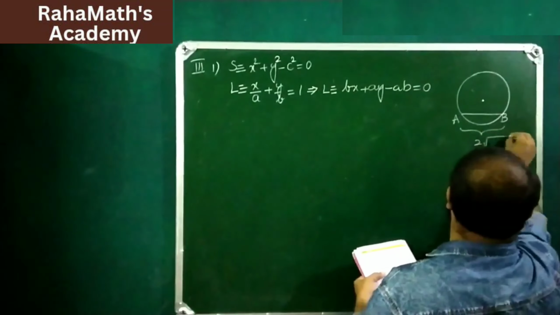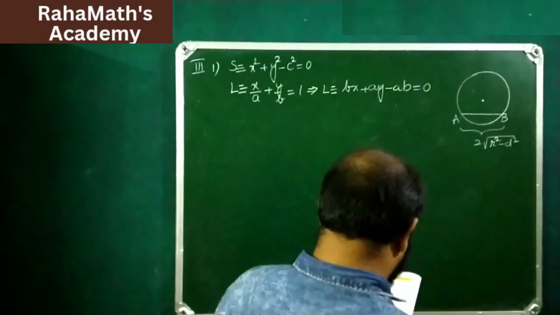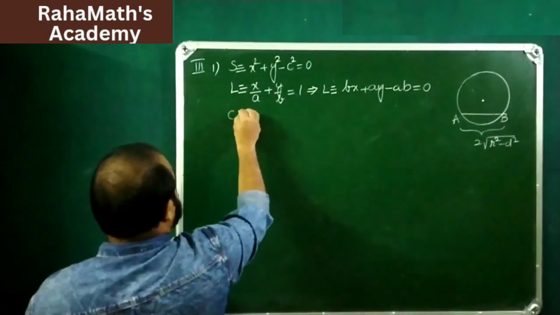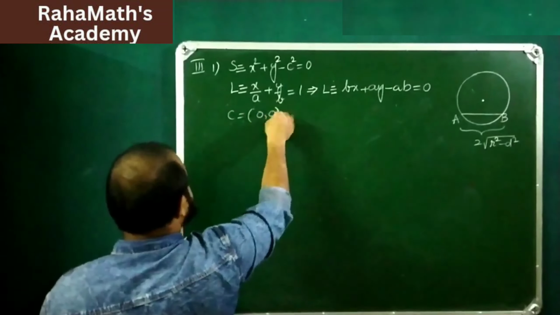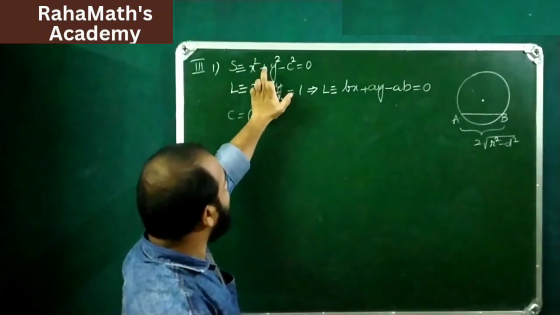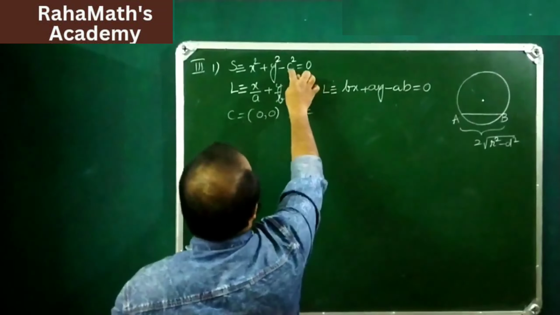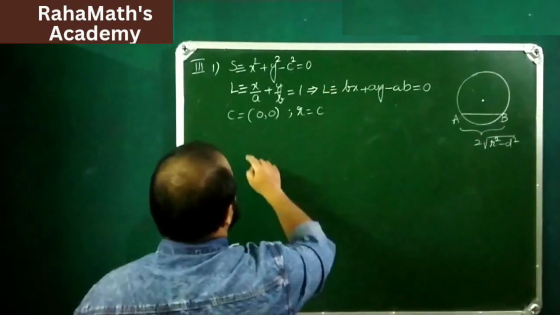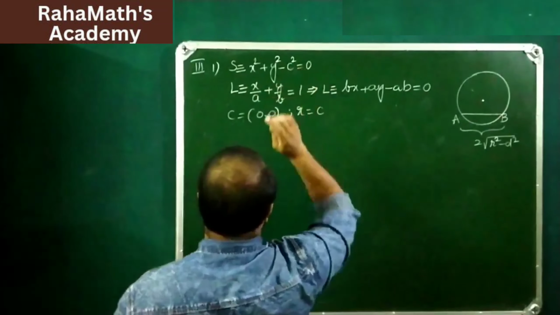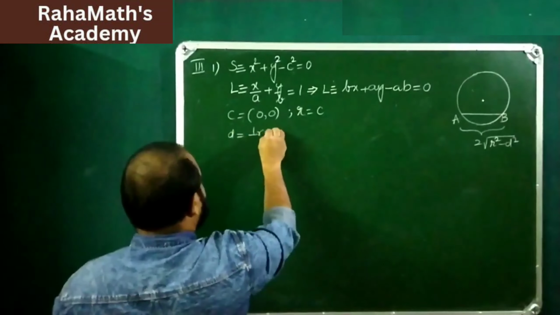Which is 2 root of r square minus d square. Okay. So if this is the circle, what is the center of this? (0, 0), because this is the standard equation of the circle whose center is at the origin. And what is the radius? Radius is equal to c, because x square plus y square equals r square equals c square, r equals c. And what is d? Perpendicular distance.